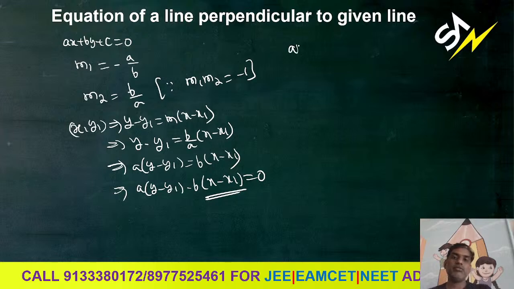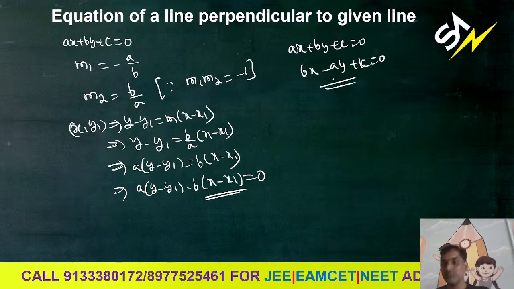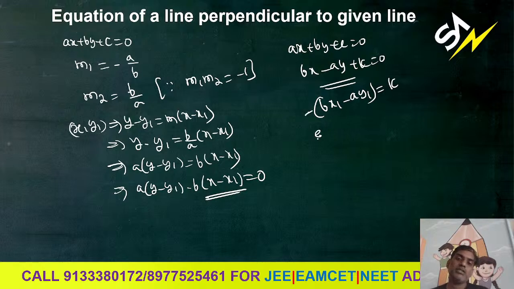Or else directly, if you want to write, ax plus by plus c is equal to 0 is the given line, then bx minus ay plus k is equal to 0 is the line which is perpendicular to the given line. And to get the k value, bx1 minus ay1 is equal to k. This is the k value, right? Let us see the example.